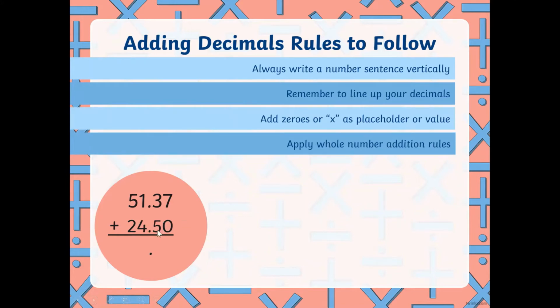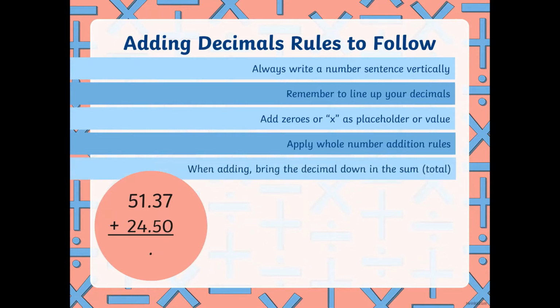Okay, that basically just means to add this normally, like we would normally add an addition problem. We just follow the same rules, carry just the same, and work it out. And the only thing we need to do is just remember to bring our decimal straight down. So go ahead. When adding, bring the decimal down in the sum total. All right, perfect. So that's that.